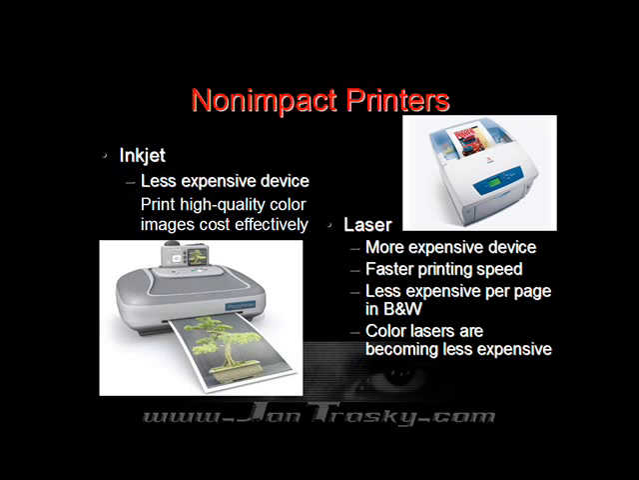Non-impact printers, the two main types, are inkjet and laser. Inkjet is generally a less expensive device. They can print really high color and make really cost-effective images when you buy the right paper and buy a quality printer. Lasers are generally a more expensive device, but they have a much faster printing speed, and they are also very cheap when it comes to printing pages out in black and white. Color lasers used to be very expensive, but are really starting to come down in price.